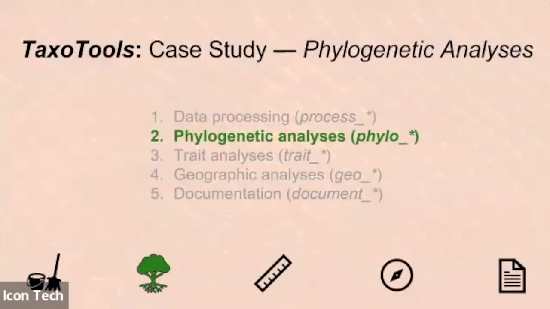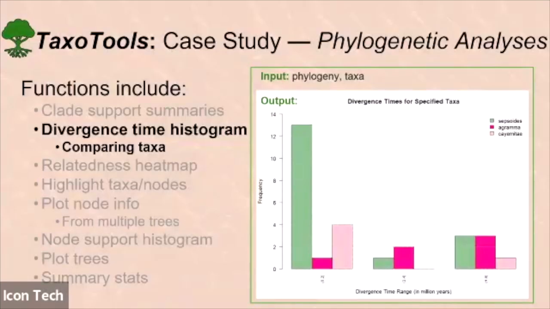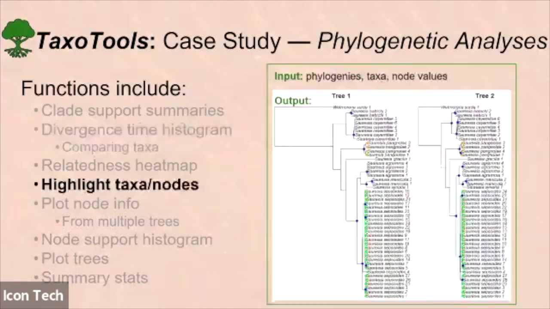In the phylogenetic analyses, you can generate histograms using time-calibrated phylogenies, and you can do that with multiple groupings within that same tree. So here we have 3 species from 1 tree in 1 histogram. You can highlight taxa and nodes, and this can be by names or parts of names or support values.